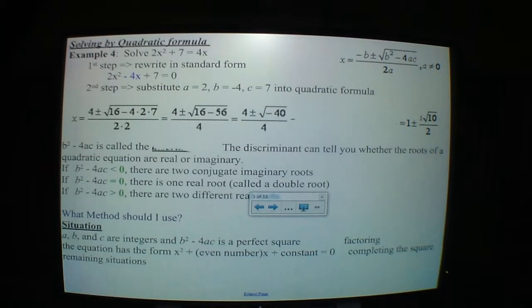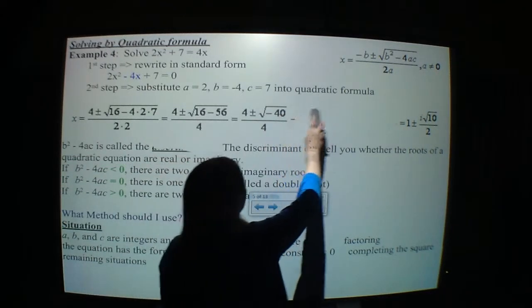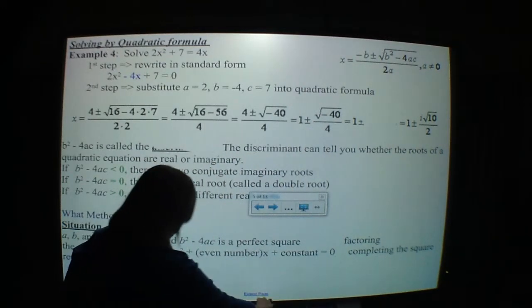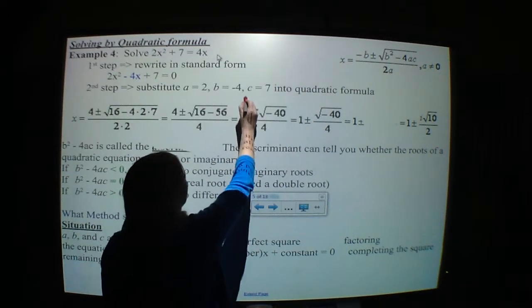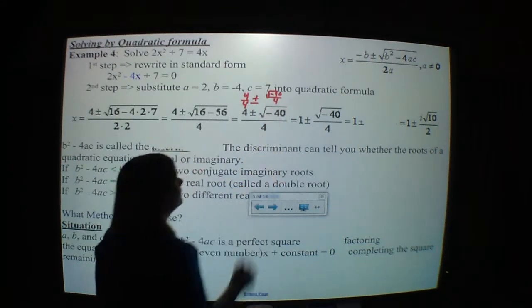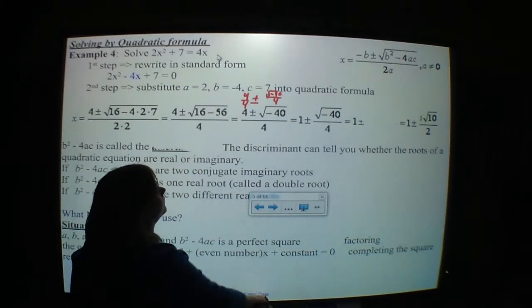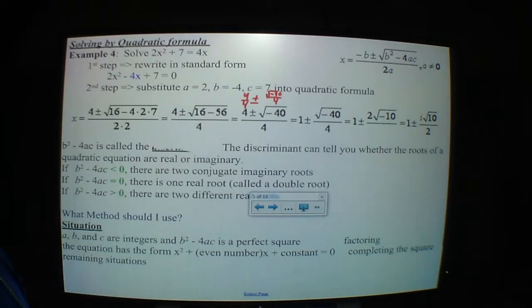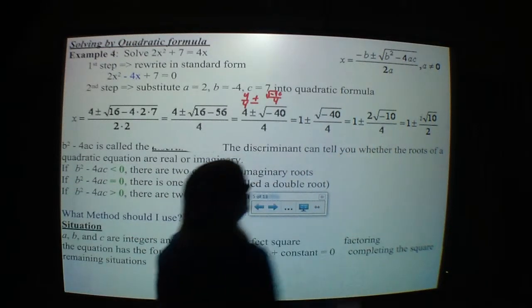Radical 40, I can think of 40 as 4 times 10. 4 times 10, I can bring out the 4 so the 2 can come out in front. And also there's a negative, so an i can also come out. I guess I wrote it a different way, which is fine. I wrote it as 4 over 4 plus or minus radical negative 40 over 4. That's how I got that. And then, this is what I was just saying before. The 2 comes out, and an i also comes out in the final. And 2 over 4 is 2.